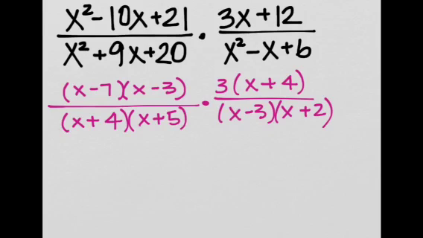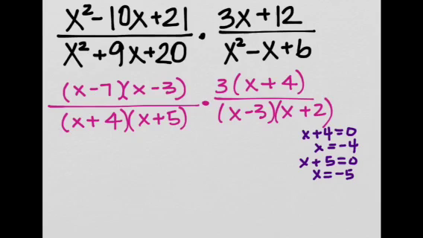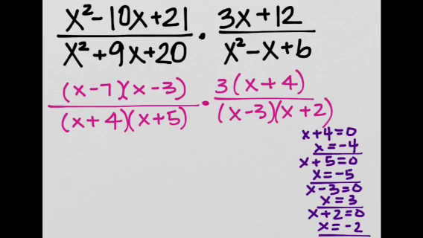Okay, so step 2 said to look at all of your denominators and just off to the side set them equal to 0 and solve for the x values that make the expression undefined. So x plus 4 equals 0, so that gives me x equals negative 4. X plus 5 equals 0, gives me x equals negative 5. X minus 3 equals 0, that gives me x equals 3. And x plus 2 equals 0, so I get x equals negative 2. So those x values are the ones that make my expression undefined. I'm going to come back to that. So I'm just going to keep those off to the side.